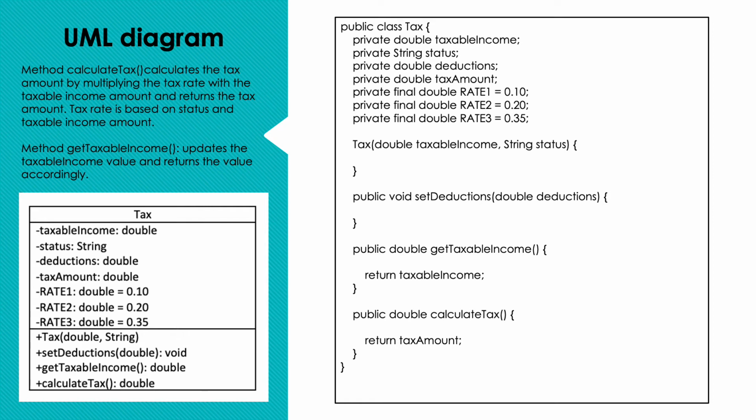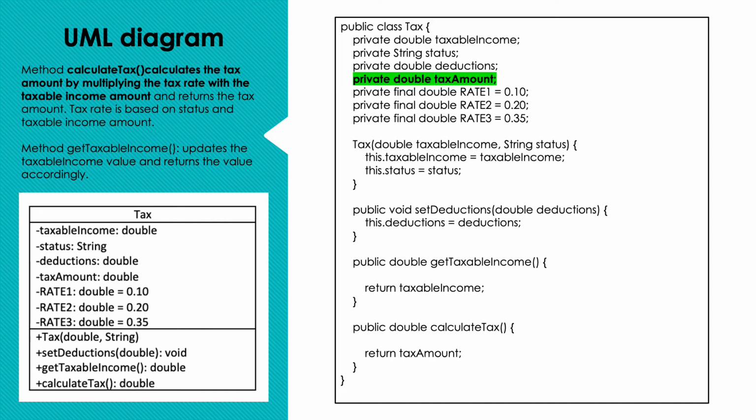How do I know that it should return taxAmount? Based on the variables that we have: taxableIncome, status, deductions, and also taxAmount. So when we calculate the tax, we are returning whatever the value of the tax is, right? So it makes sense to use taxAmount as the value that will be returned.